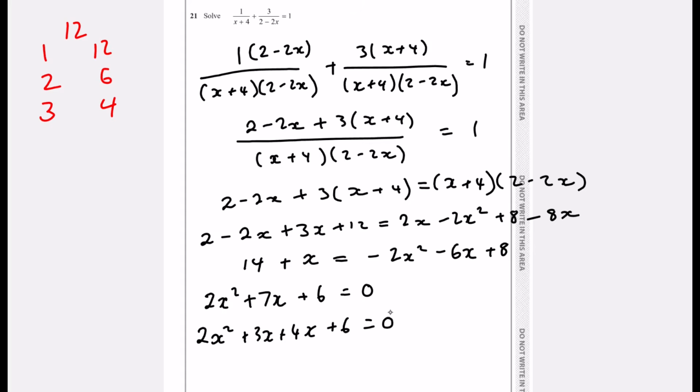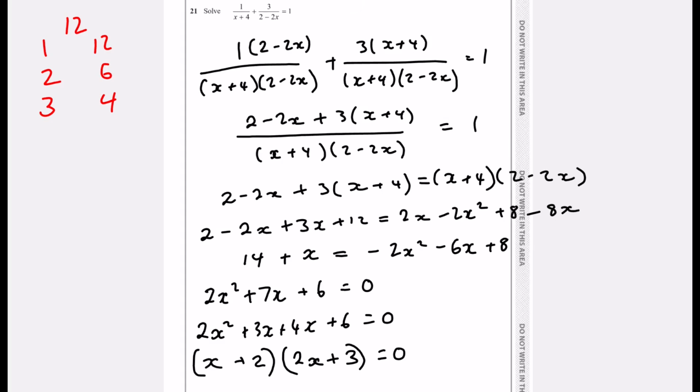So I know I can factorize it. What's common to the first two terms? What comes out of the first two terms? Just an x. x times something is 2x squared. That must be 2x. x times something is 3x. That's a 3. Something times 2x is 4x. That's a 2. And 2 3s are 6.